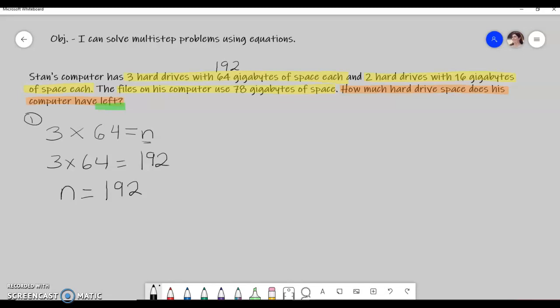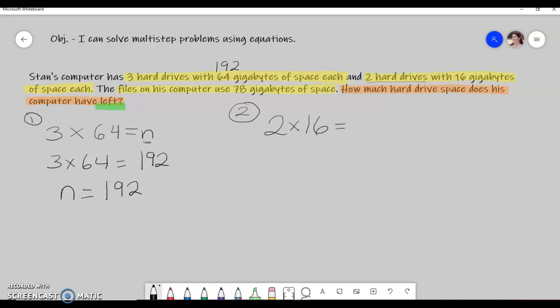Okay. Our next step is to find out how much space we have on the 2 hard drives that have the 16 gigabytes. So, step 2, we have 2 hard drives, and each one has 16 gigabytes. So again, we're going to label this, but the thing is we've already used the letter n, so we need to use a different letter because this is another number that is unknown to us.